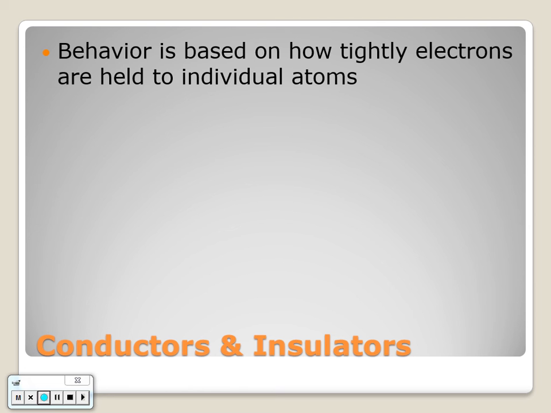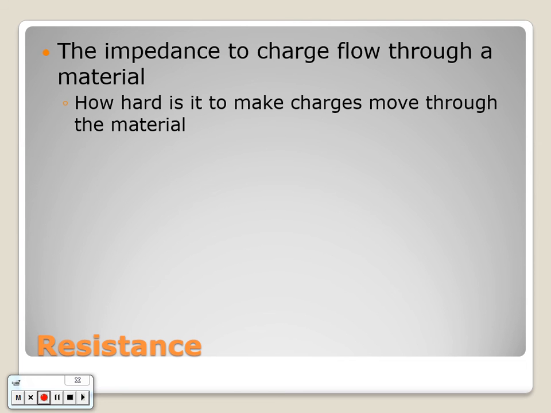How well something holds on to electrons or allows electrons to pass through it is measured by something that we call resistance. Okay? So, resistance, the impedance to charge flow through a material. The big fancy new word that you learned today, impedance, right? In unfancy words, how hard is it to make charges move through that material? The resistance is based on the type of atom that makes up that object, right?